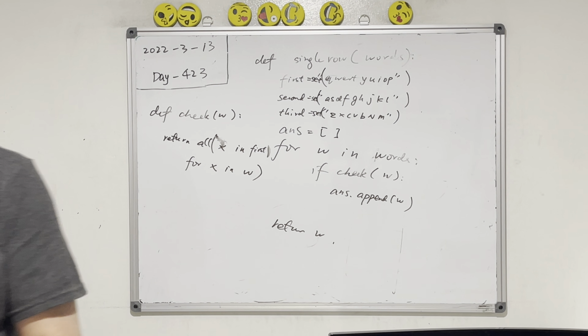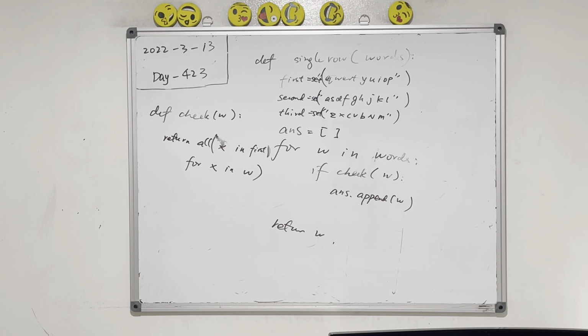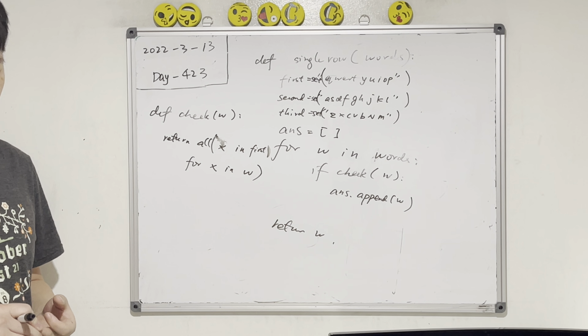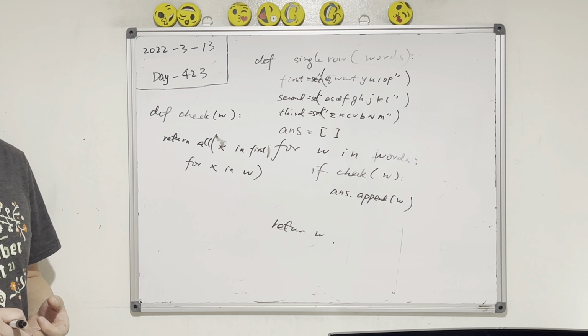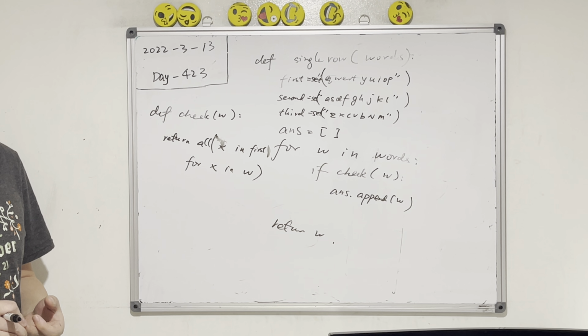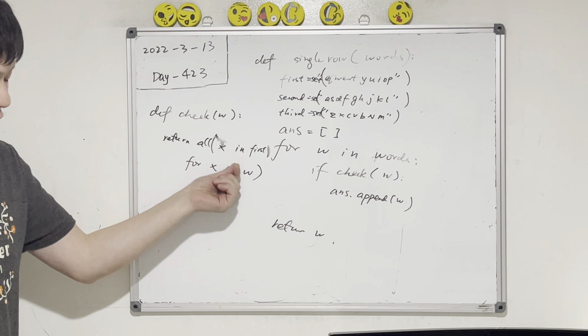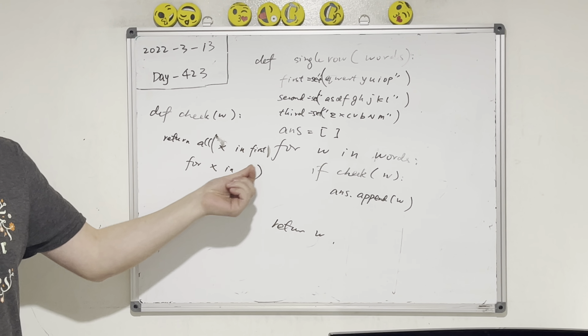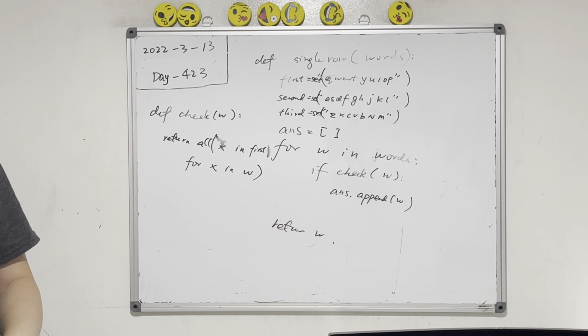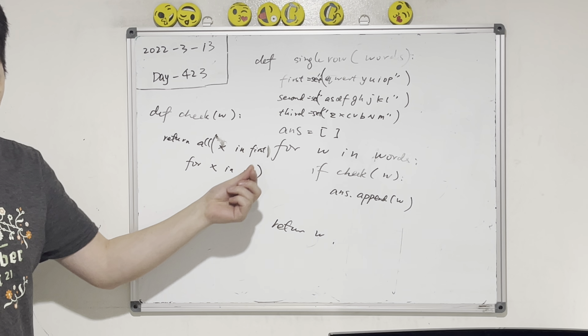Or is like it could be any of them, and any could be like anything. Any is any. If one of them matches, then it returns true. All means that everything in that, right?